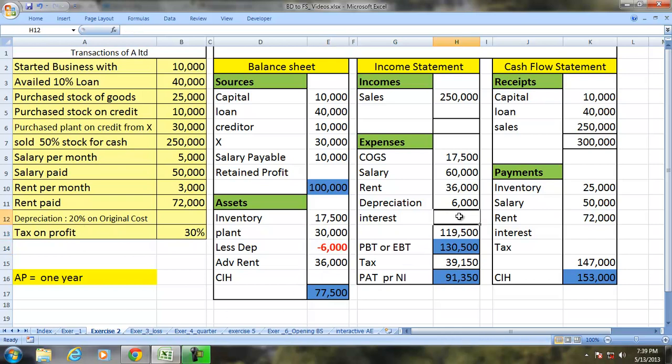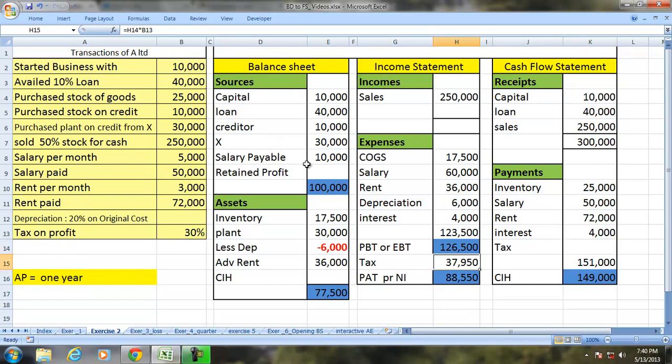Then interest for the period, interest is 10%, so 0.10 of 40,000, and we'll assume that interest has been paid. So interest for the period is 4,000. If not paid, then it will appear on the sources side of the balance sheet as a liability.